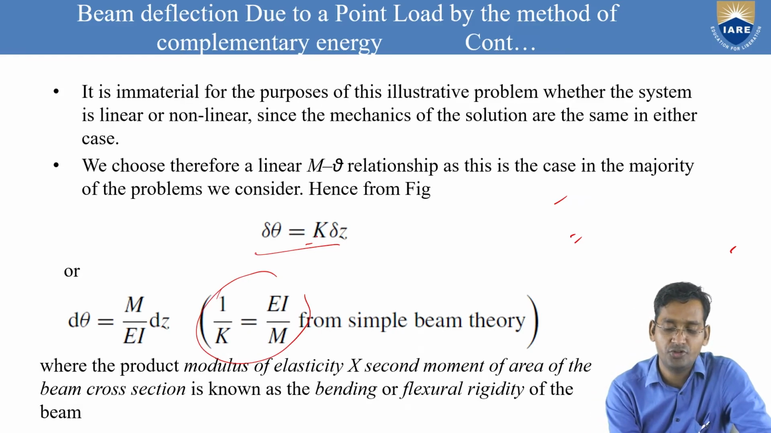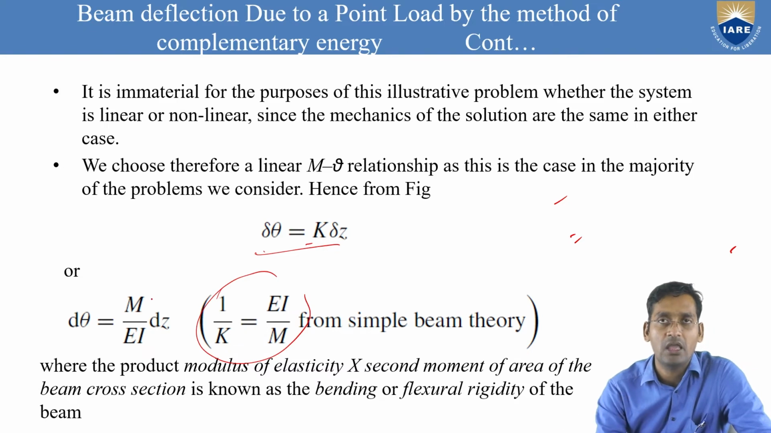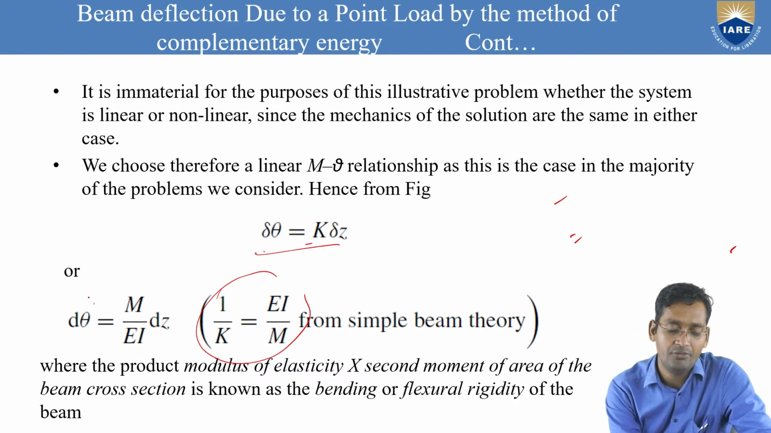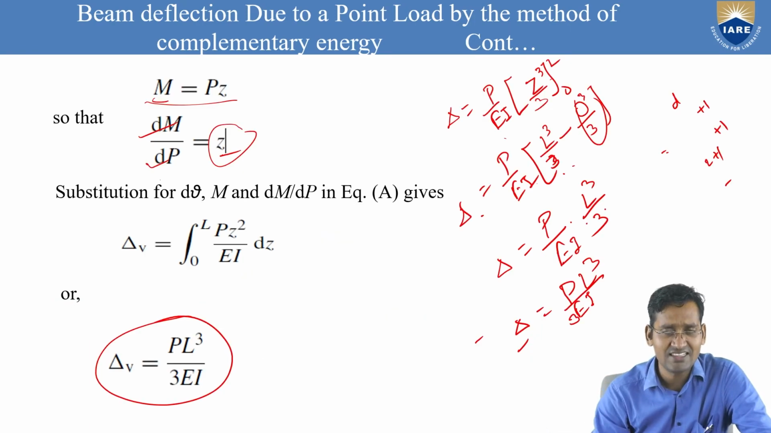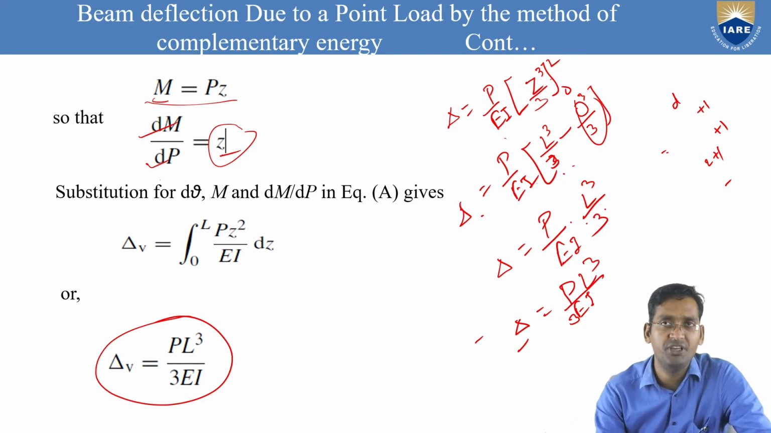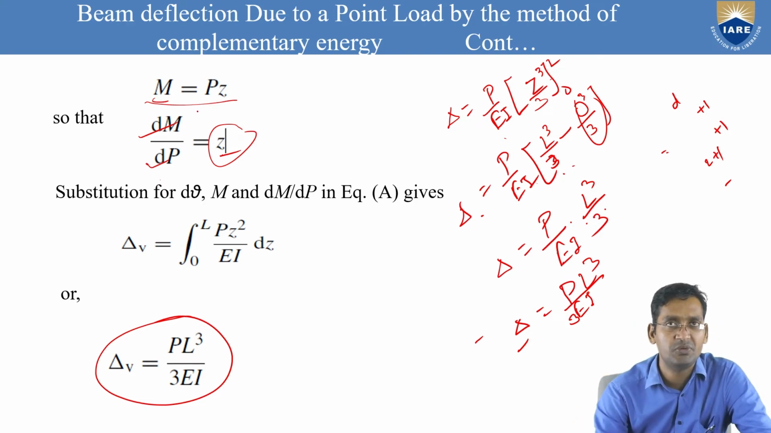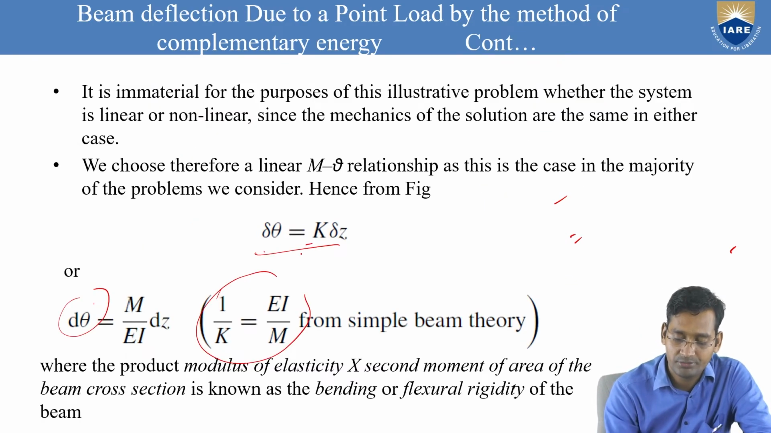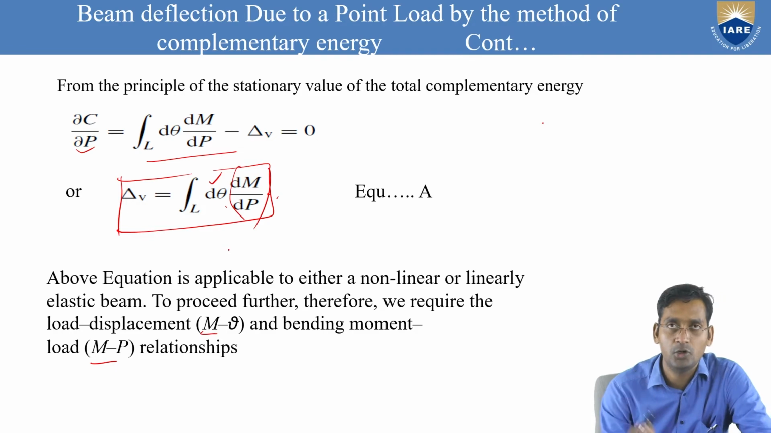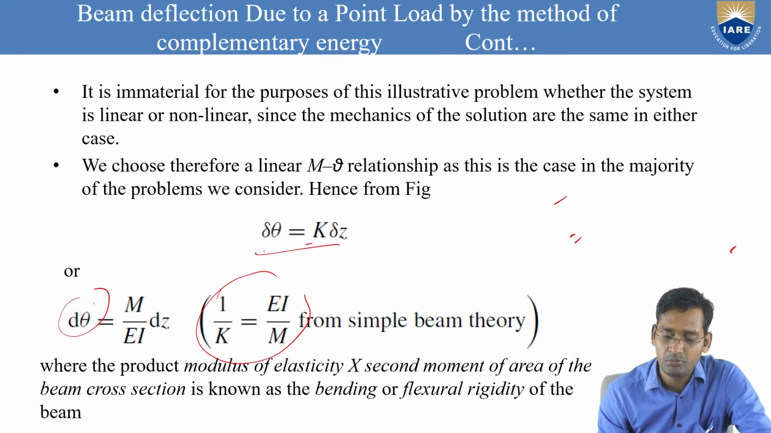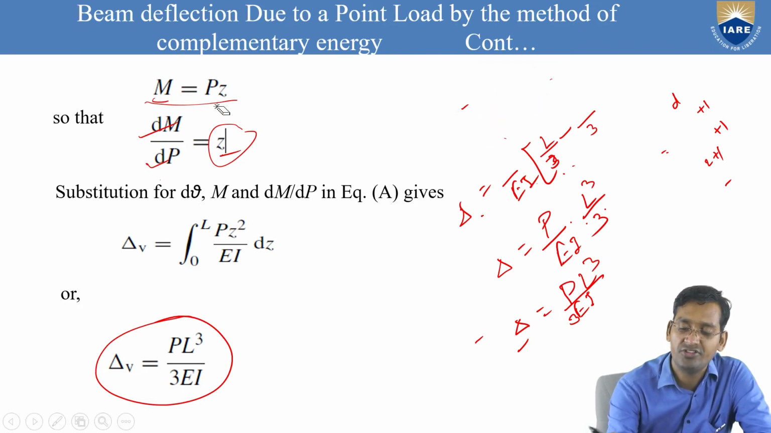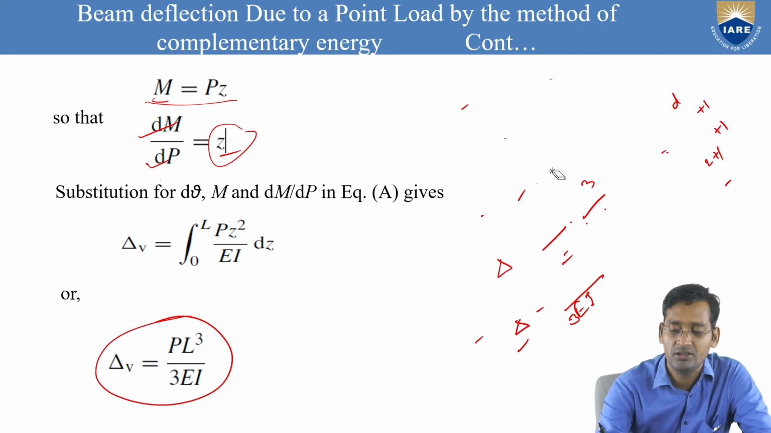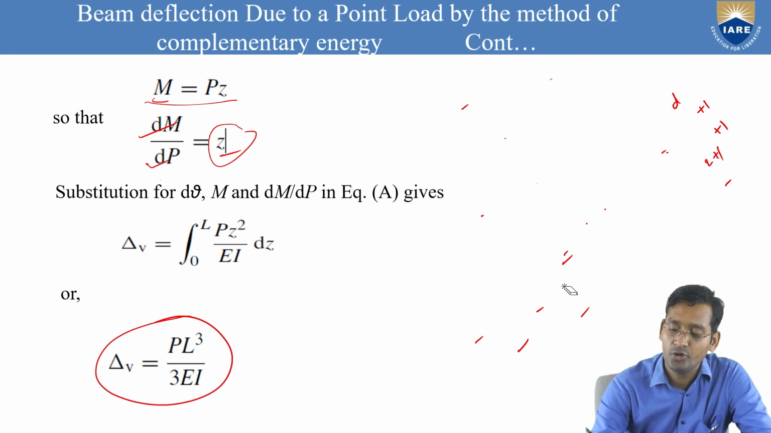Just substitute here. After substituting, we get d theta equals M by EI. Now we have d theta in terms of moment. Next step: what is the moment? Moment equals P into Z. Differentiate with respect to P, because what we require is dou M by dou P. Whatever the moment is, differentiate it with respect to P. After differentiating we simply get Z, so dou M by dou P equals Z.